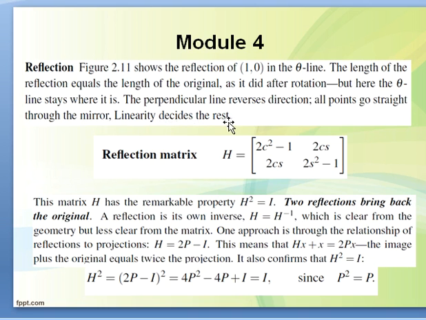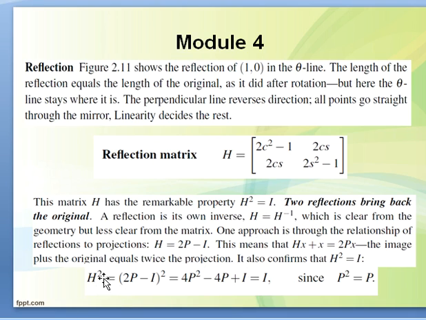This is the reflection matrix, as we have found. By the knowledge of projection we are finding it. And for reflections, H square, the reflection matrix: when we multiply the reflection matrices with each other, if two matrices are multiplied, then we'll get the identity matrix. So this H square is equal to I.